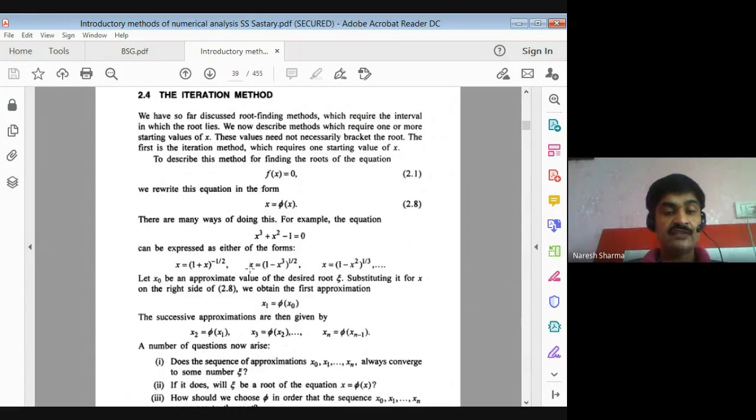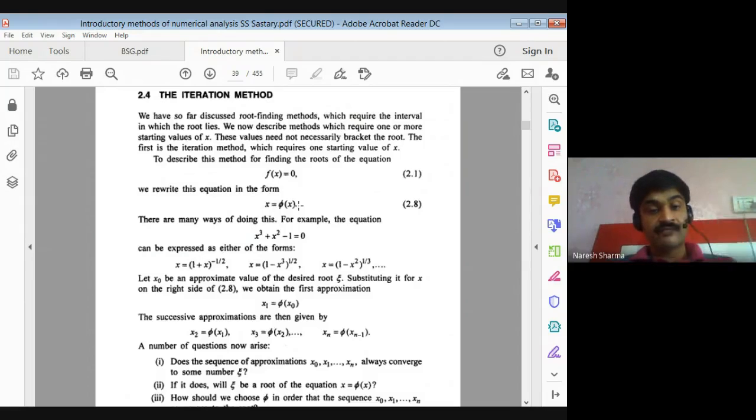So one question arises here: which form can we choose, or which phi(x) can we choose? Maybe this one, maybe this one, or maybe this one, which one can we prefer? For that we have the condition that mod phi dash x, the magnitude of the derivative of this, should be less than 1 for the interval that your function refers to. So we can understand this in one example.